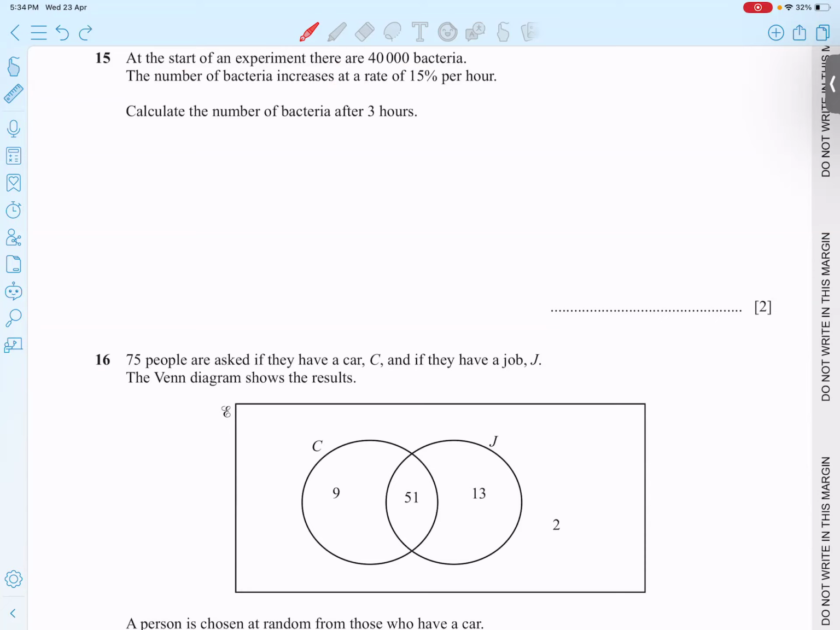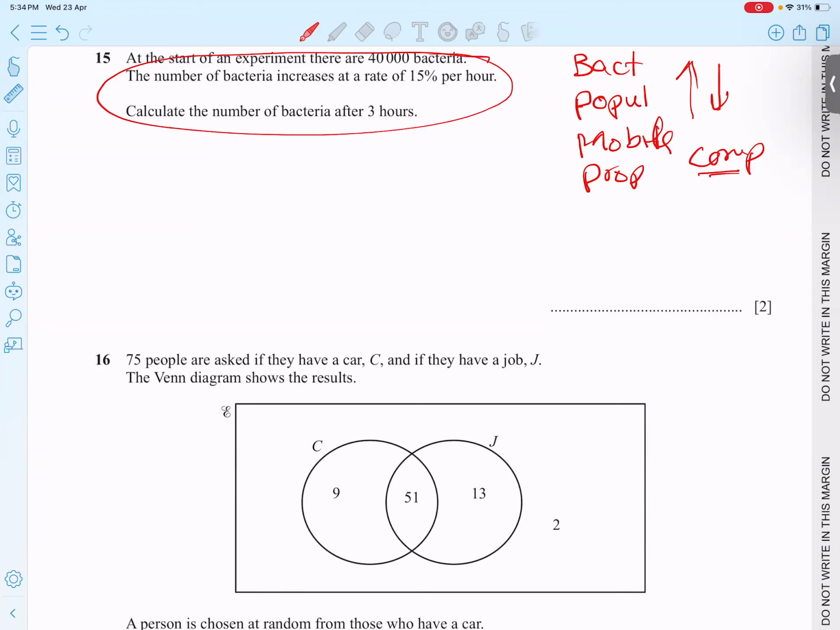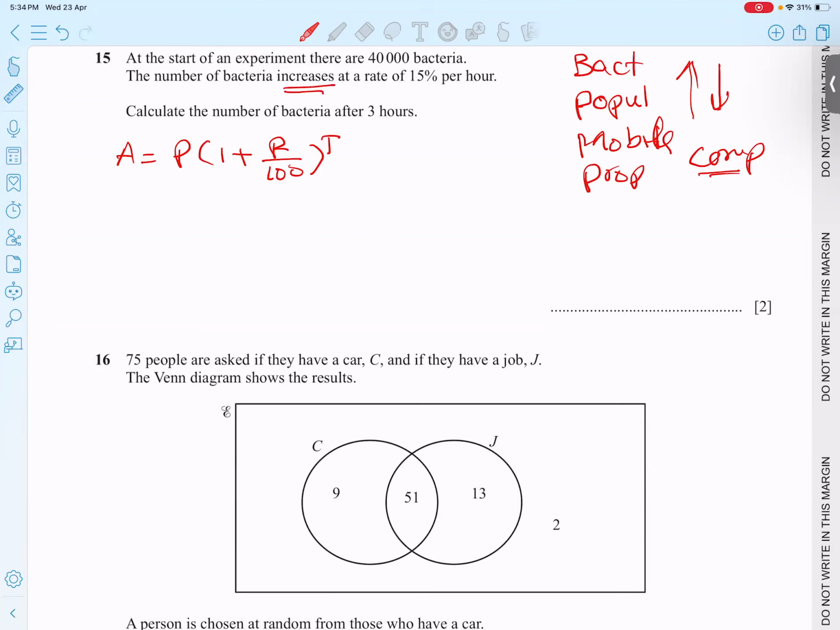Let me tell you one thing. Whenever a question comes about bacteria or population, for example mobile price or land property price, whenever these increase or decrease, we always use the compound interest formula. Make sure. And second, if simple interest is not mentioned, we go for the compound interest formula. The compound interest formula for increasing is 1 plus r over 100 to the power t. But if a decrease comes, we always put a negative sign. I hope that's clear. Now he said the word increases, so I'm going to start. P is the starting value, so 40,000.